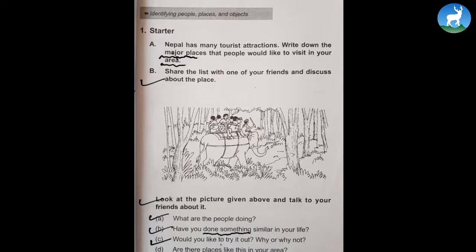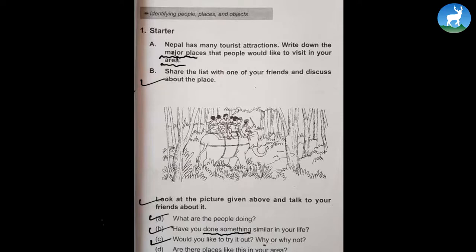Why or why not? Well, let me try one. Yes, I would definitely like to try it out. It is because it looks so much fun. We will have adventure or an experience of a lifetime. You can have your own reasoning for it. There's no specific answer to these kind of questions. You can always have your own reasoning to these questions.